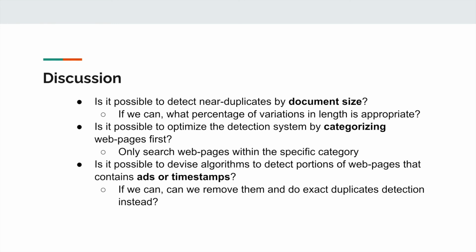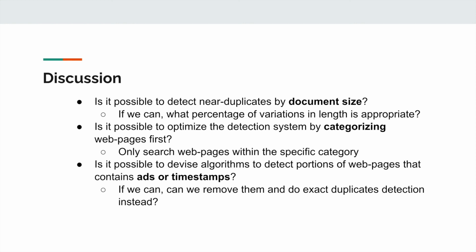Lastly, here are 3 interesting questions related to near duplicate detection that I want to share with the class. Is it possible to detect near duplicates by document size? If we can, what percentage of variations in length is appropriate? Is it possible to optimize the detection system by categorizing the web pages first, so we only search those web pages within the specific categories to detect near duplicates? That can save a lot of time.